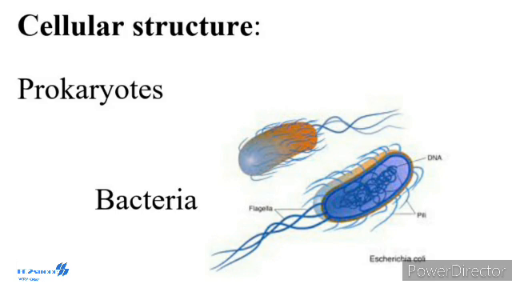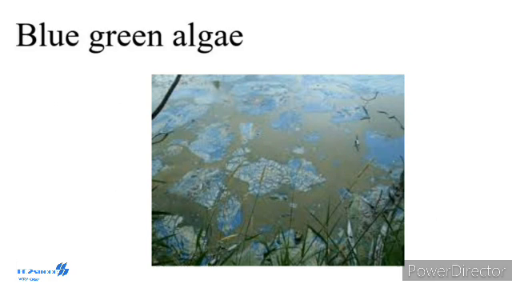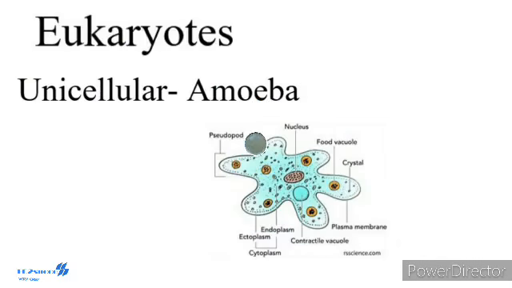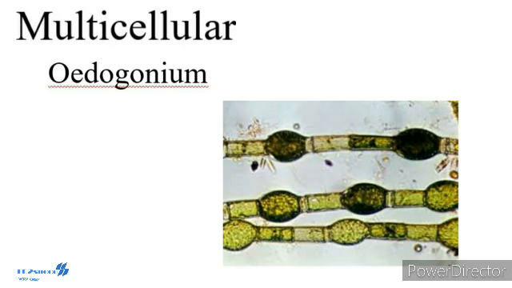Cellular structure. All living organisms are made up of cells which may be prokaryotic or eukaryotic. Prokaryotes are unicellular and lack membrane-bound nuclei and organelles like mitochondria, endoplasmic reticulum, Golgi bodies, and so on. Examples: bacteria and blue-green algae. In eukaryotes, a definite nucleus and membrane-bound organelles are present. Eukaryotes may be unicellular, for example amoeba, or multicellular, for example Oedogonium.